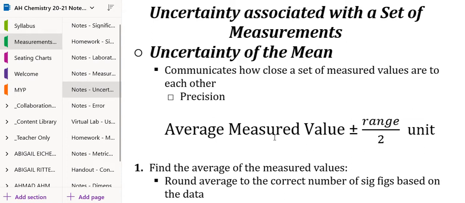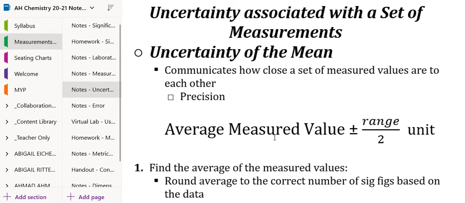How do we find an average? Just a plain old mean or average. Good. So we add all of our measured values together and divide by however many measured values we have. And the way we're going to report the uncertainty is half of the range. So when I talk about a set of data, what is a range?